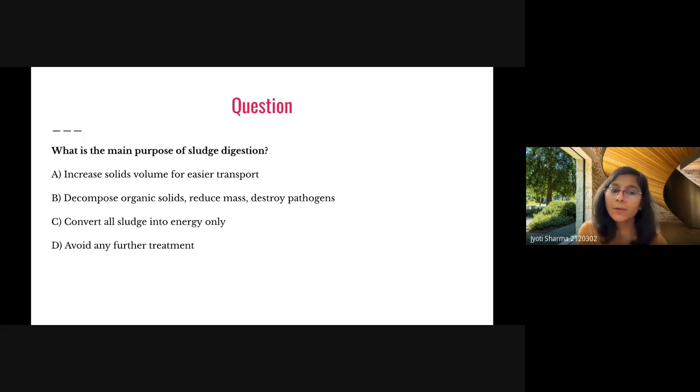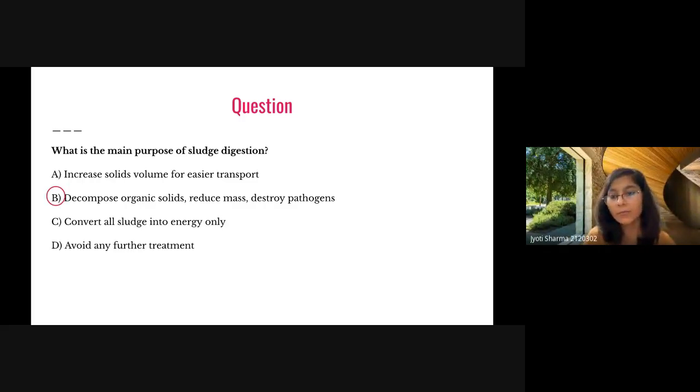So what is the main purpose of sludge digestion? Increase sludge volume for easier transport, decompose organic solid, reduce mass, destroy pathogen, or convert all sludge into energy only, avoiding any further treatment. Okay, so Priscilla, Divya, Sagar, you gave me B answer. Venkateshra also gave me B answer. So yes, this is B.